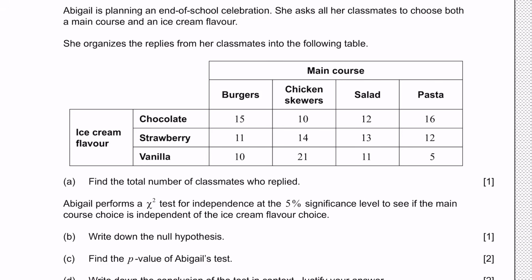Part A, 1-mark question, find the total number of classmates who replied. We can go ahead and add all of these. I'm going to actually add the columns and then add those results because I think that's potentially going to be more efficient. So this is 36. This is 45. This is 36. And lastly, this is 21 plus 12 is 33. Adding this all together, are there any friendly numbers? I can work this out. This is equal to 150 total classmates. And you can put that into the calculator all the same.